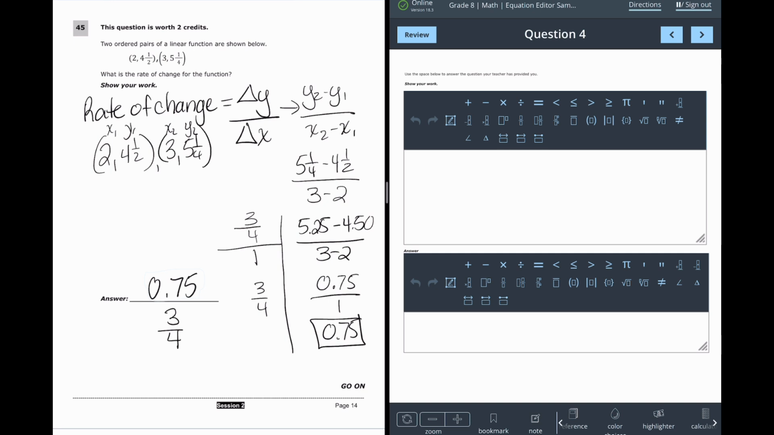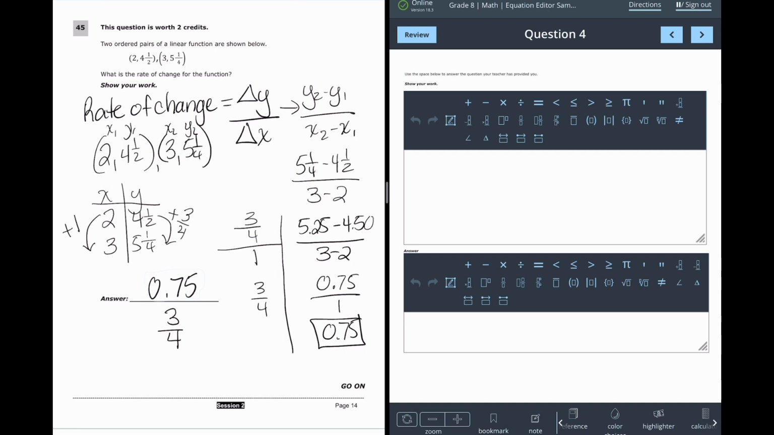So either of these ways will work. I do want to give you another possible way, because sometimes the algebraic way can be a little challenging for students. So I wanted to show kind of how I think when I was thinking of change in x, change in y. Here's my x, here's my y. Here's my first point, 2 and 4 1/2. Here's 3 and 5 1/4. So my x increased by 1. My y increased by 3/4.